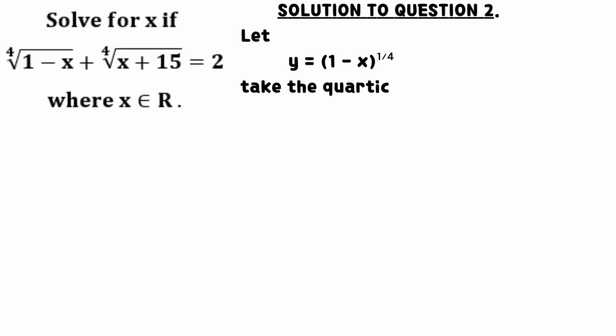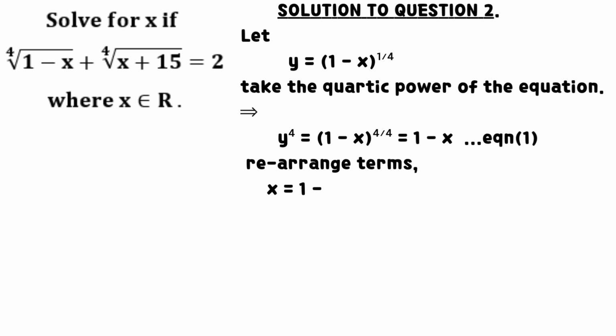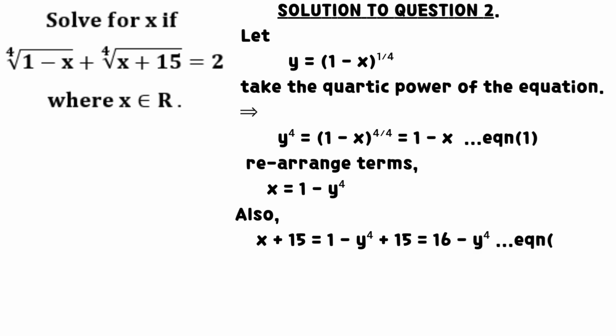Solution to question 2. Let y equals the quartic root of 1 minus x. Take the quartic power of the equation. It implies that y to the power of 4 equals 1 minus x, as shown on the screen. We call it equation 1.